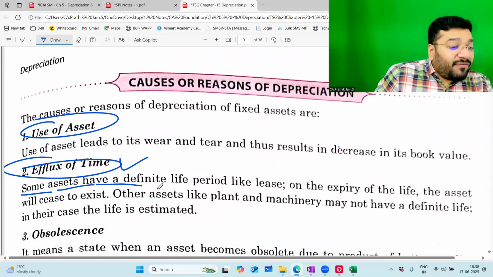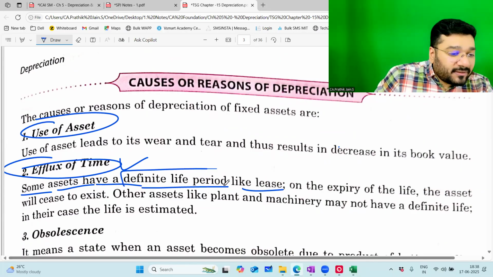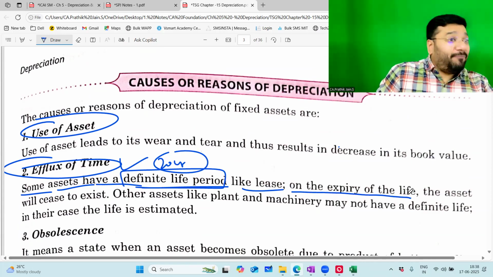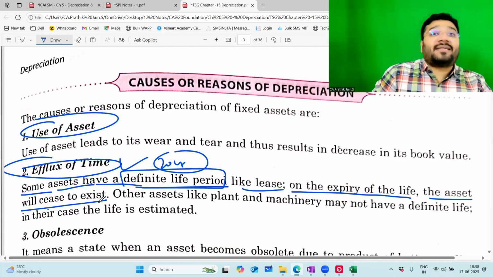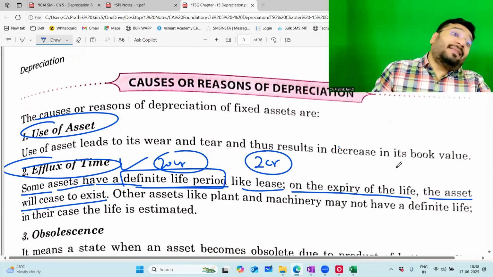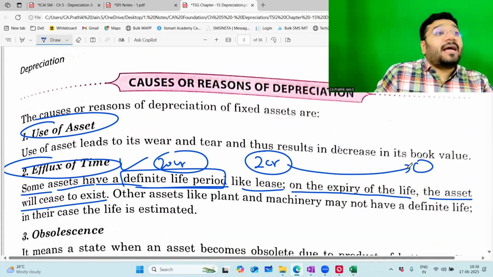So some assets have a definite life period, like lease. Here, what is the life period for us? 20 years was a definite life period. On the expiry of the life period, the asset will cease to exist, which means the 2 crore worth of asset that I got today, at the 20th year, it becomes zero. From 2 crore, it became zero. Reduction in the value of the asset.